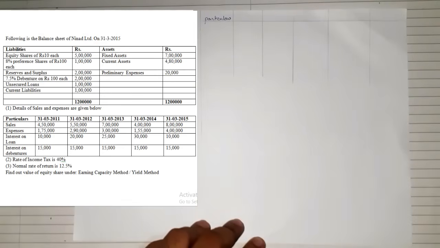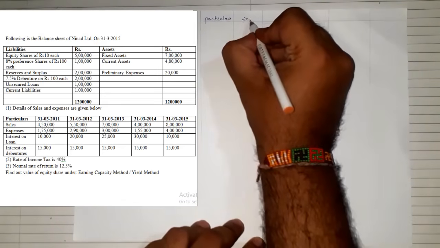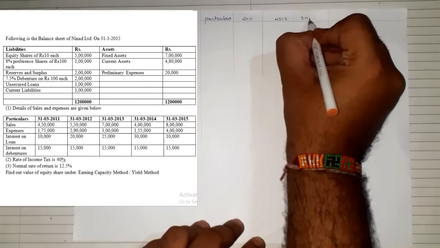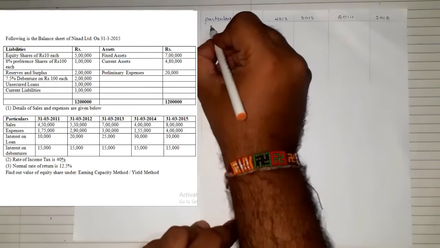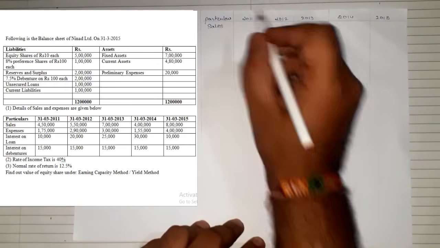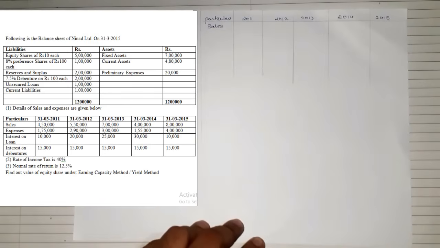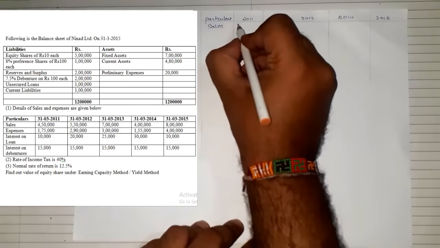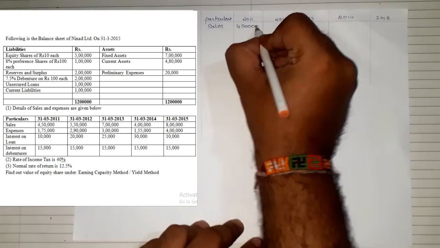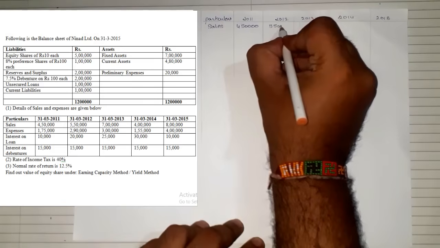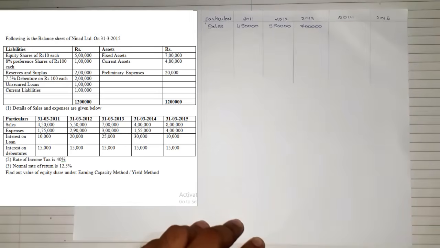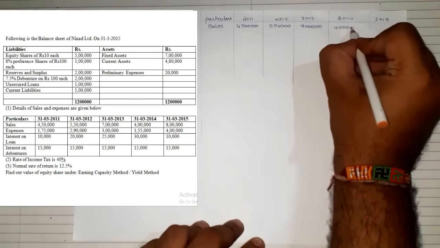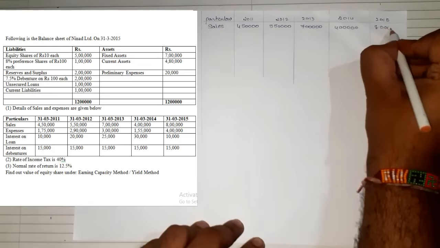They have given you data for 5 years. So we have the data for 2011, 2012, 2013, 2014 and 2015. The very first thing that they have given you is sales. The value of sales is 4,50,000 for the first year, 5,50,000 for the second year, 7 lakhs for the third year, 4 lakhs for the fourth year, and 8 lakhs for the last year.